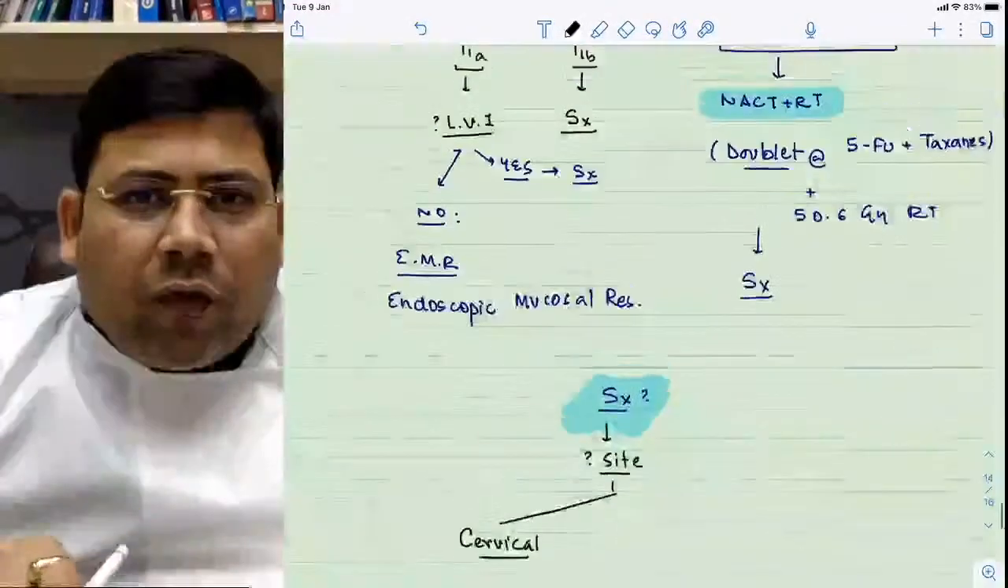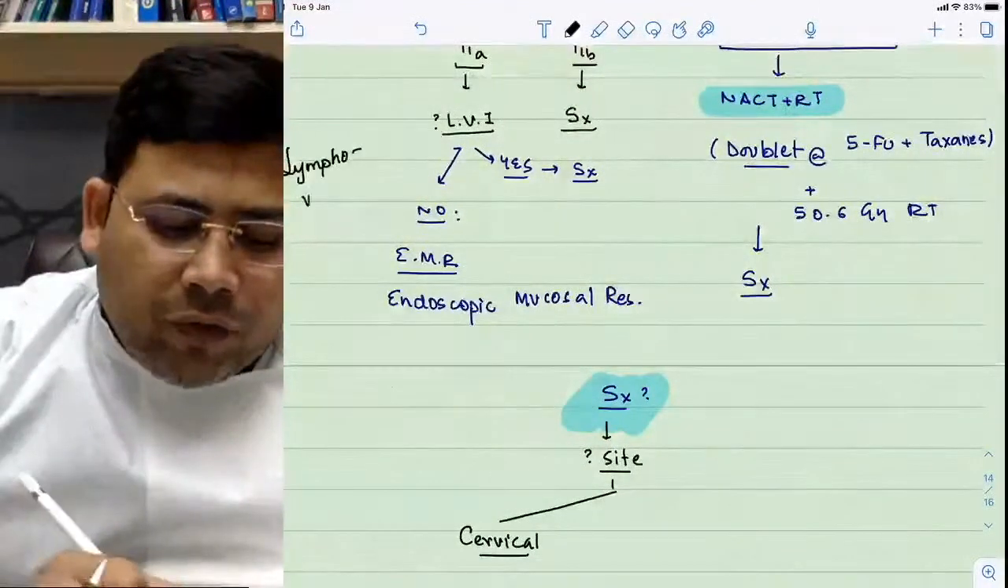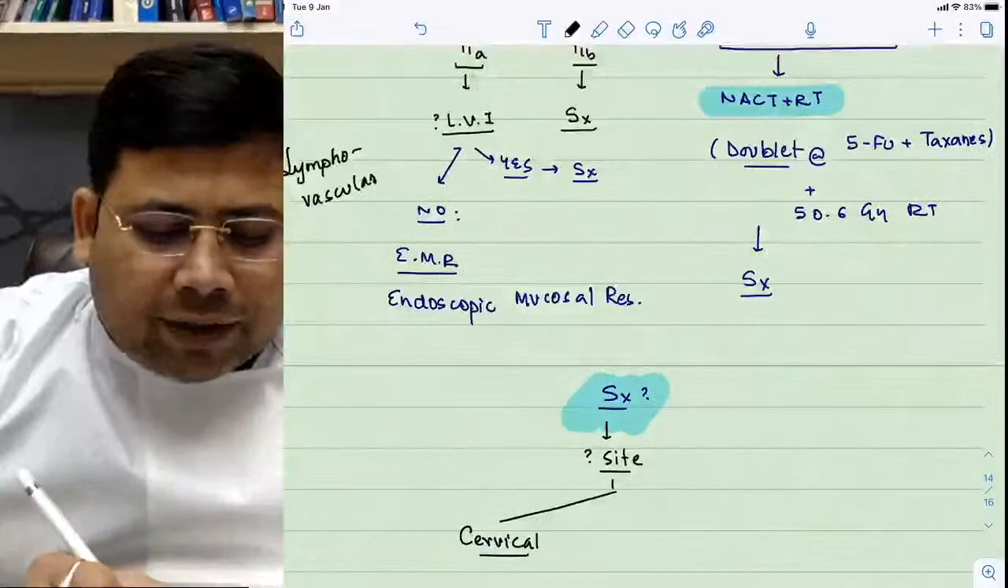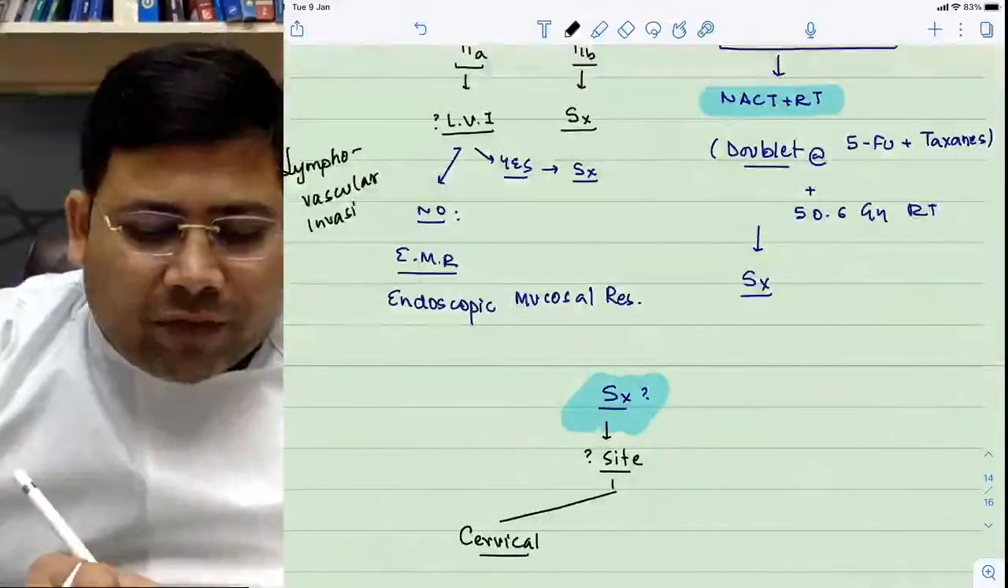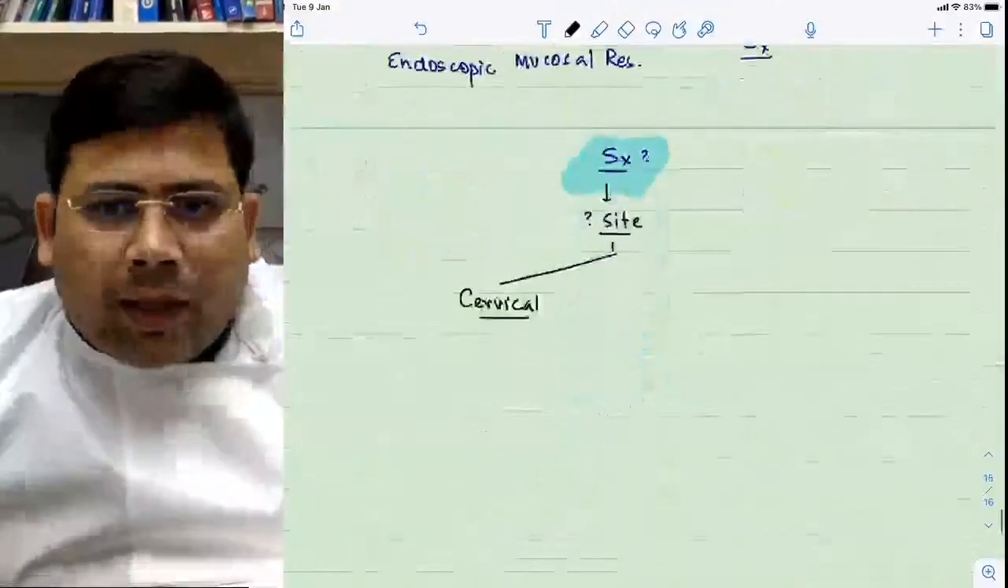LVI stands for lymphovascular invasion. Is that clear? No? Because if lymphovascular invasion is there, that means it was never a T1A. Okay, let us move forward.